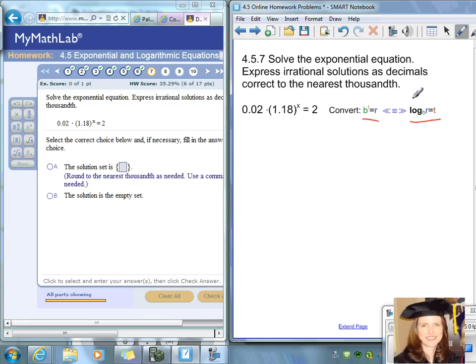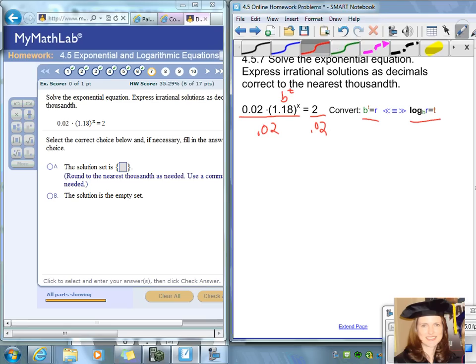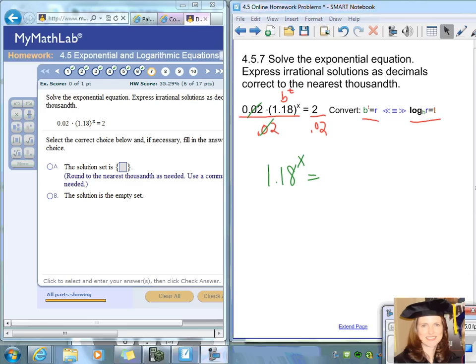So what I'm going to do first is to make it so the left side only has a base raised to the exponent x. I need to get rid of this 0.02. I'm going to divide both sides by 0.02. When you simplify this, you get 1.18 to the x power equals 2 divided by 0.02, which is 100.